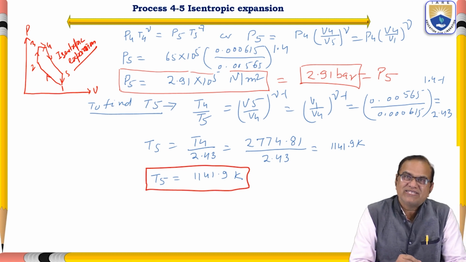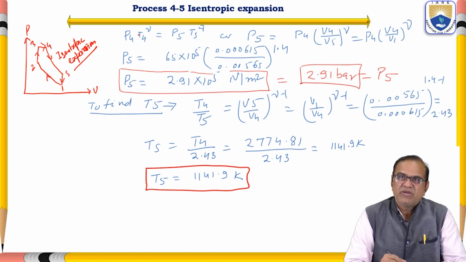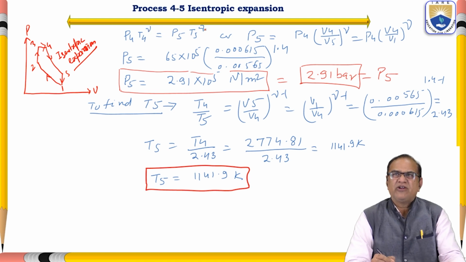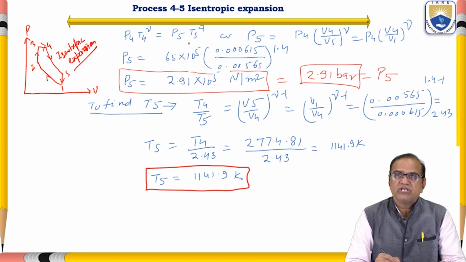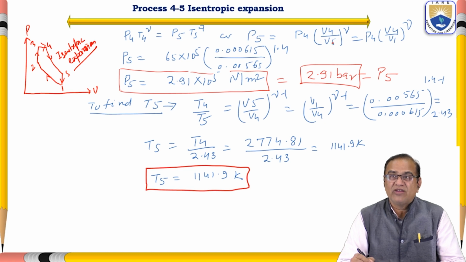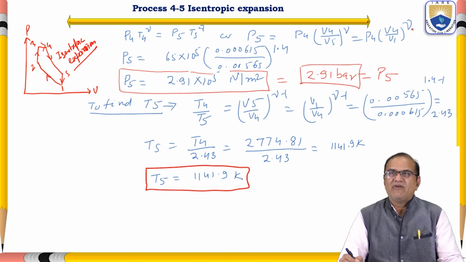So we have to find out the temperature at point 5. We have got point 4, and we got point 1 also. So from here we can find out that P4 V4 to the power gamma is equal to P5 V5 to the power gamma. So P5 is equal to P4 times V4 by V5 to the power gamma. Here we know that V5 is equal to V1, so P5 is equal to P4 times V4 by V1 to the power gamma.